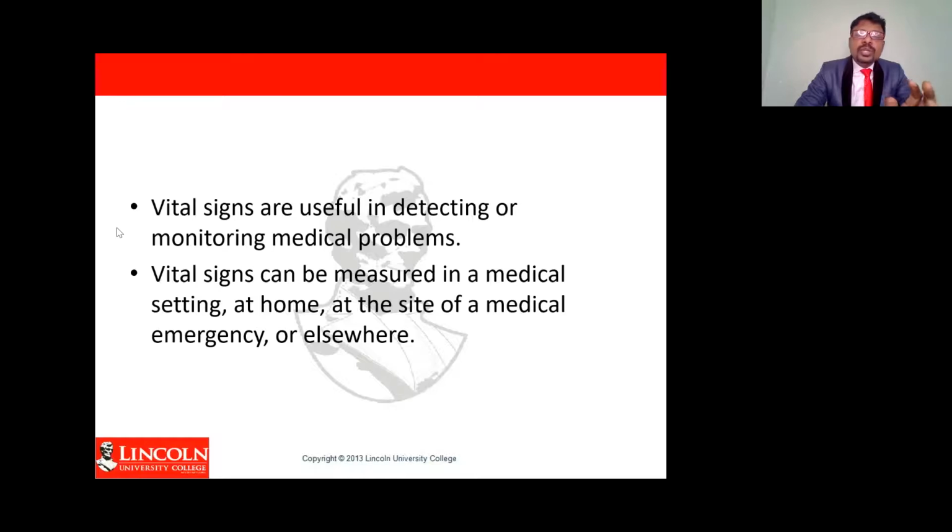You do not need very expensive equipment. Only for body temperature and blood pressure do we have to get some equipment. For pulse rate and respiratory rate, we do not need any equipment, and we can measure anywhere. So we can check these vital signs in the hospital and clinical setting, at home, or in an emergency, everywhere.